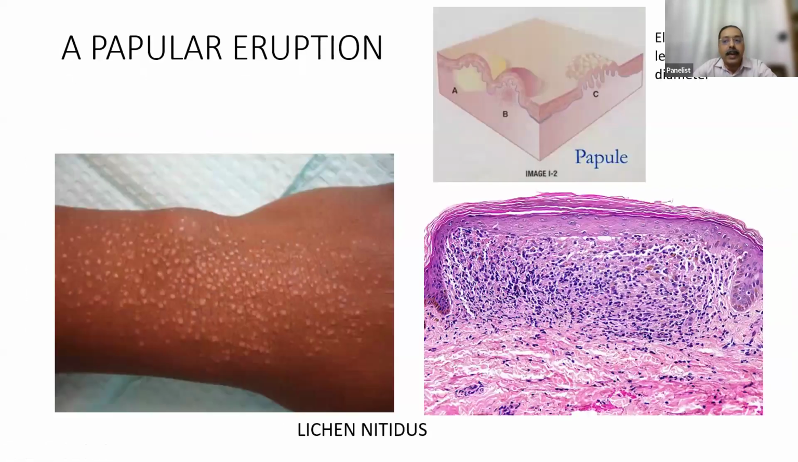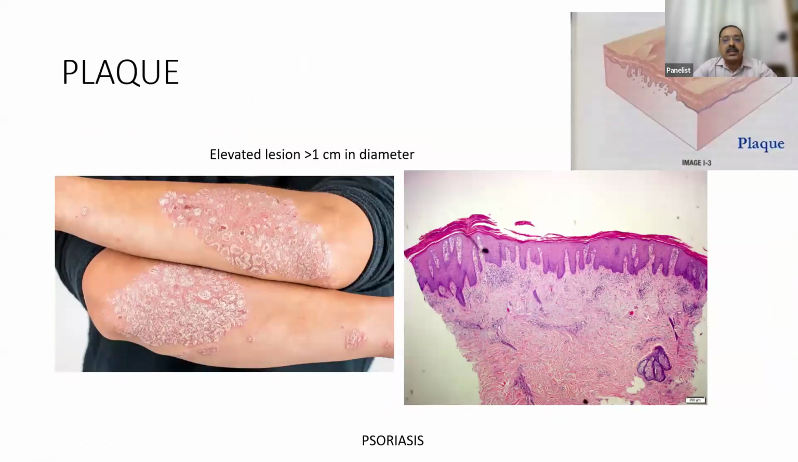Now, a papule is an elevated solid lesion which is less than 1 centimeter in diameter. So it should be elevated, and usually there is epidermal involvement, thickening, and that is why you get a papular eruption. A classic example is lichen nitidus, and this is how lichen nitidus looks. Multiple studded papules. Plaque is when the elevated lesion is more than 1 centimeter in diameter. A classic example is a plaque of psoriasis, and that is why it is called chronic plaque psoriasis. And these are all elevated lesions predominantly involving the epidermis.